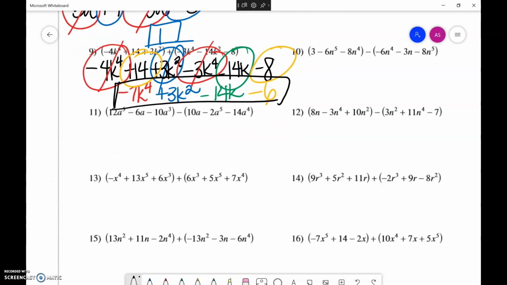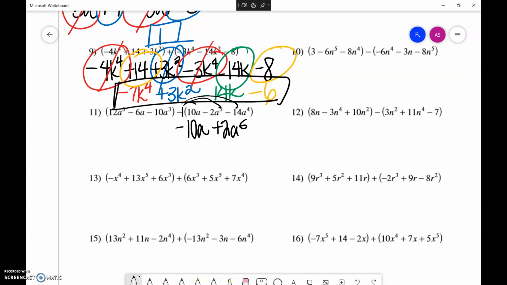Okay. Now here I still have my trinomials, but I'm subtracting this time. So I'm going to add in my imaginary 1. And I'm going to distribute, making everything on the inside the opposite. So I have negative 1 times 10a. That's negative 10a. I have negative 1 times negative 2a to the 5th. That's going to be positive 2a to the 5th.